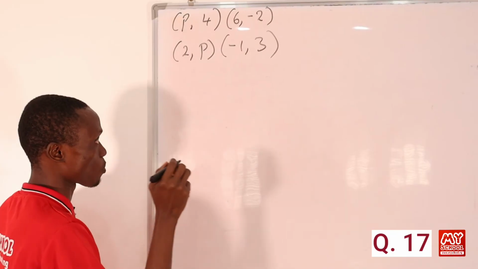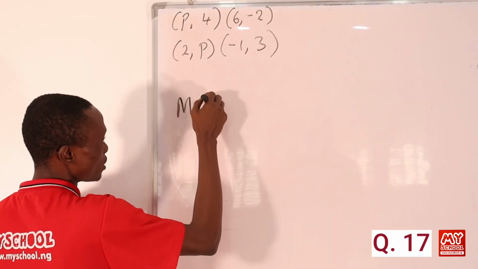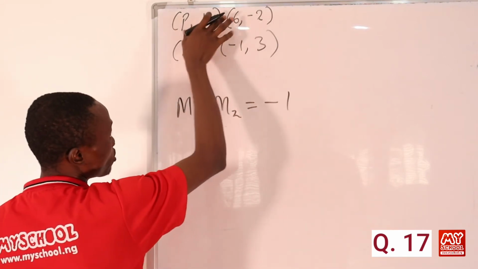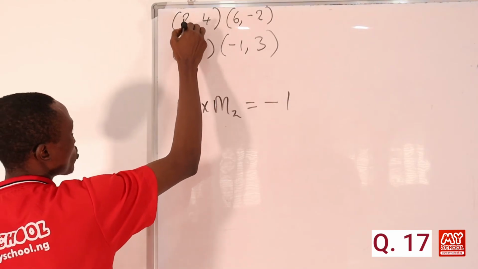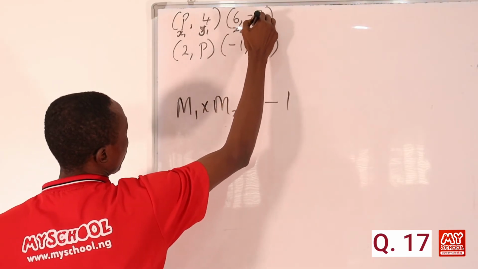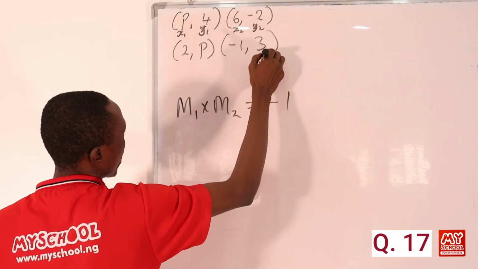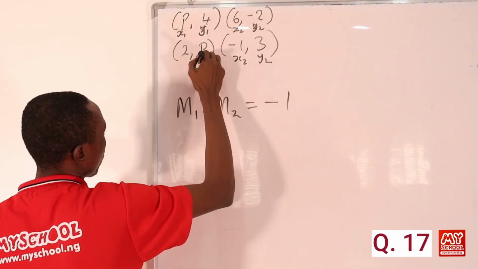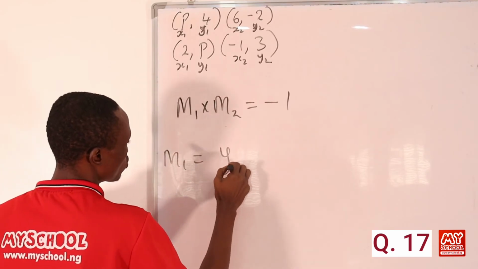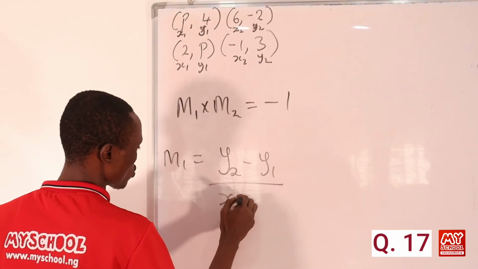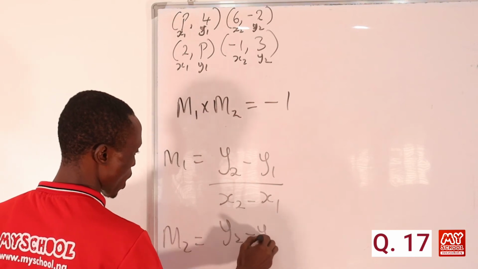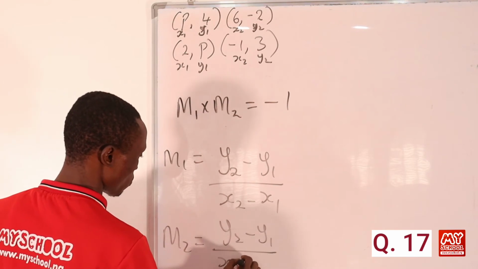Now, remember that the condition for perpendicularity is that the first gradient times the second gradient must be equal to minus 1. Okay, so these are the points that actually form the lines. So this one is x1, this is y1, this is x2, and this is y2. The same thing, y2, x2, y1 and x1, right? So m1, which is the gradient, is equal to y2 minus y1 over x2 minus x1. For the second gradient, it's the same thing, y2 minus y1 over x2 minus x1.